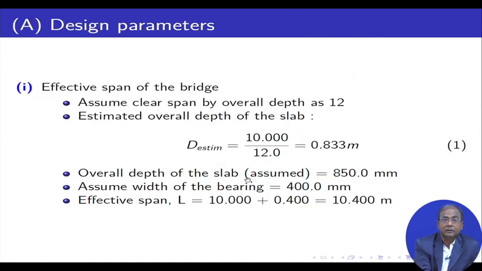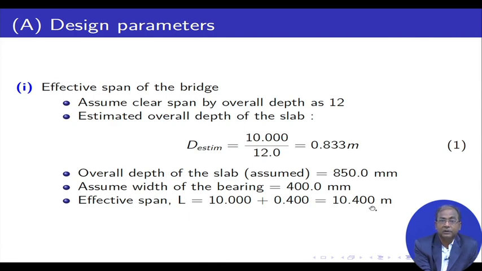Next, we are considering the clear depth, we have taken 12. We can consider 13 also, we can consider 14 also. On the basis of that we can find out the estimated depth and overall depth. Here I have basically added 833 millimeter and then added another 25 millimeter and rounded off by dividing by 25. So, we are getting 850 millimeter here. The width of the bearing as usual we have taken 400 millimeters. So, effective span we are getting is 10.4.